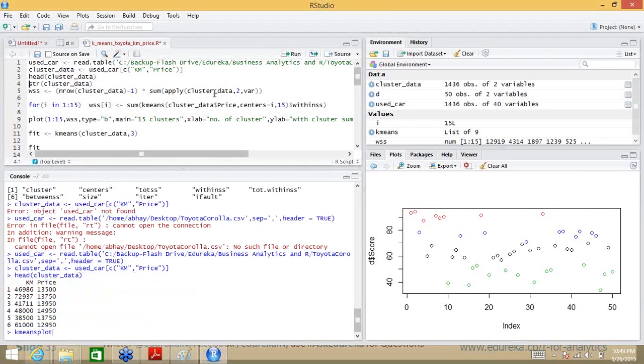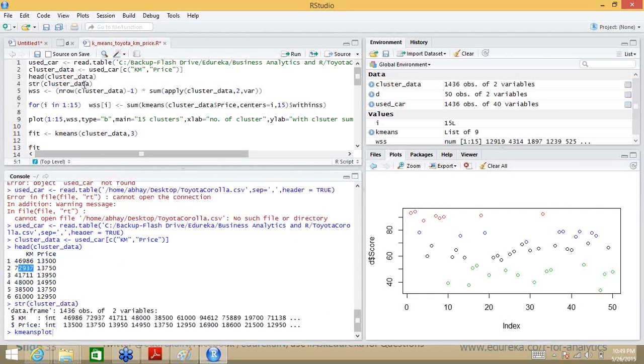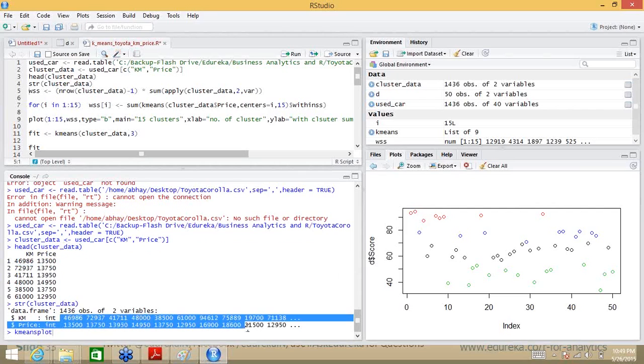And head will give you the first 6 rows of data, right? This is the number of kilometers, this is the price. And str will give you the structure, right? It gives you the values.